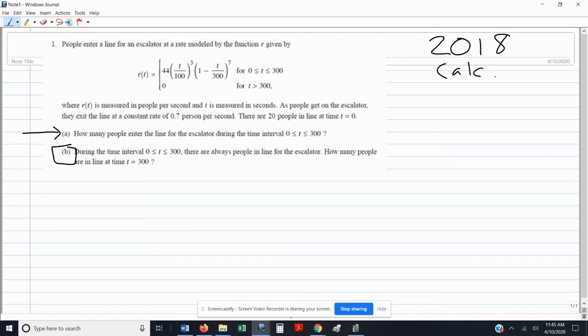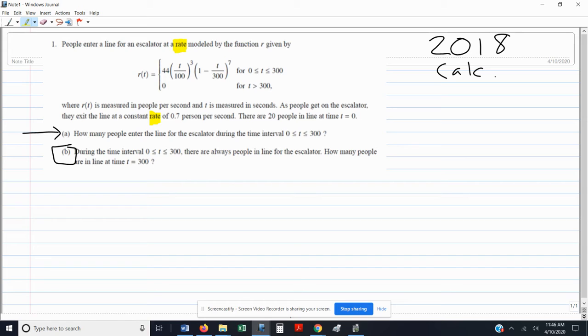This question gave us that people are entering a line for an escalator at a rate modeled by the function r, given by r of t equals 44 times (t over 100) to the third times (1 minus t over 300) to the seventh, and that is for 0 to 300. And then the rate goes to 0 for t greater than 300. R of t is measured in people per second. T is measured in seconds. As people get on the escalator, they exit the line at a constant rate of 0.7 person per second. And there are 20 people in line at time t equals 0.